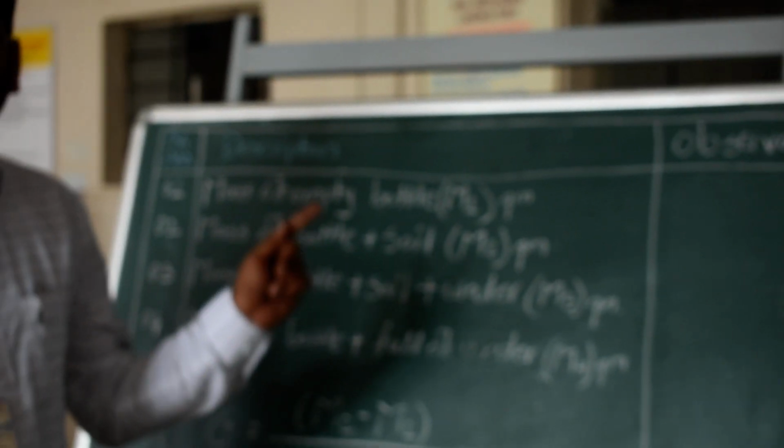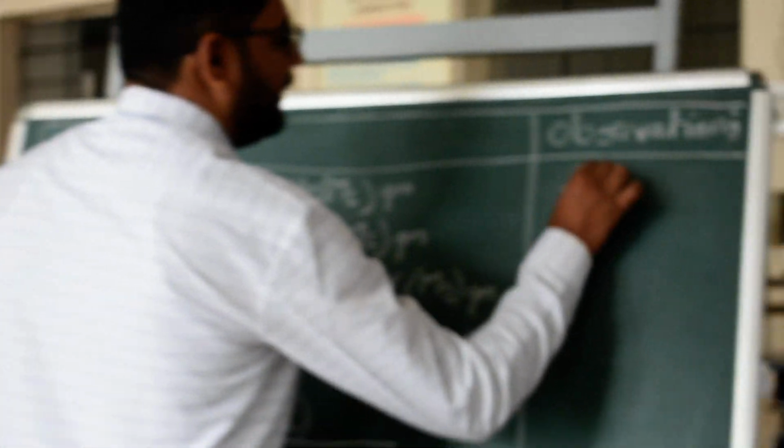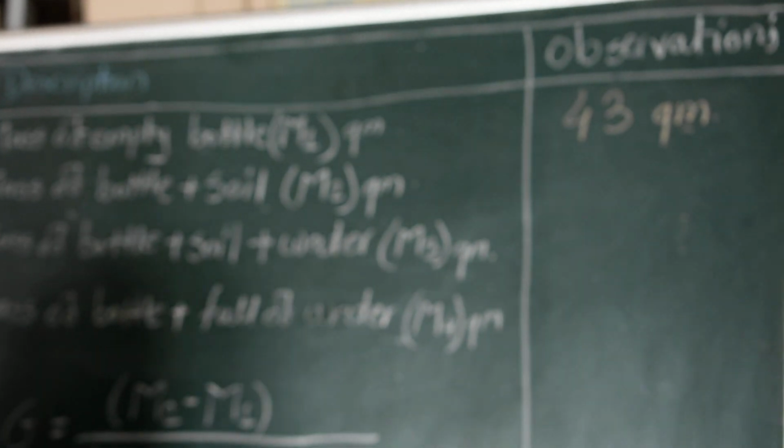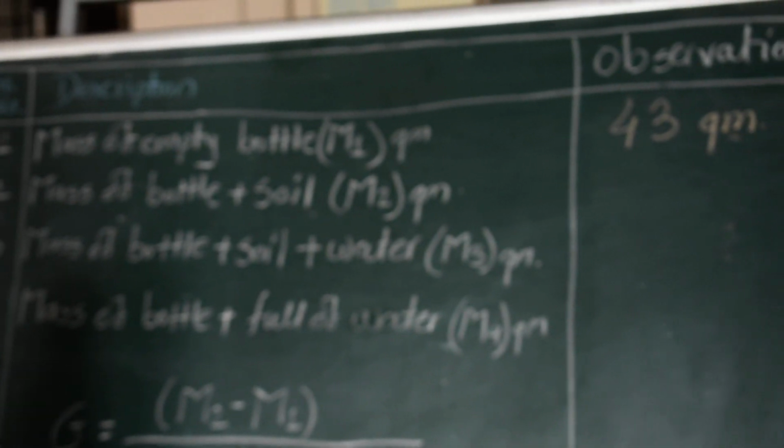So first observation is mass of empty density bottle. First of all we will take the first observation, that is mass of empty density bottle. So that is 43 grams. We will write mass of empty density bottle M1, that is 43 grams. Now the second observation is of mass of density bottle plus soil.